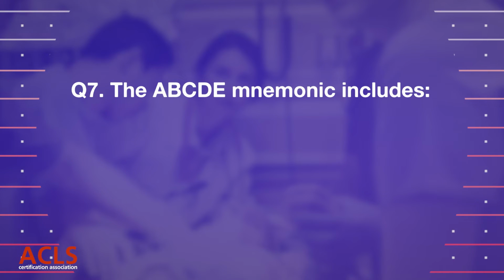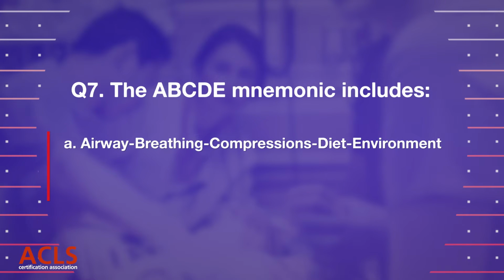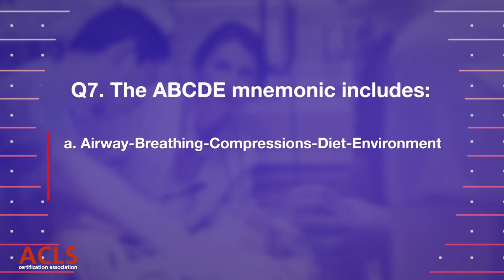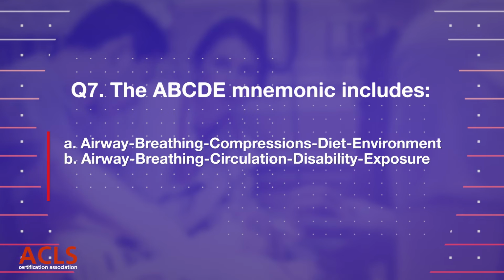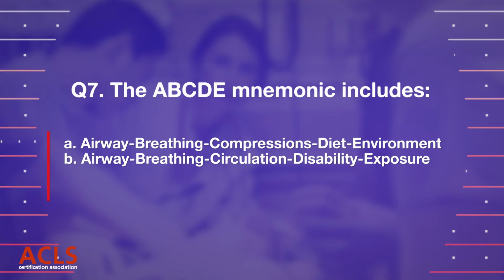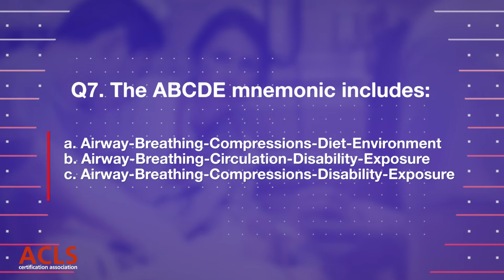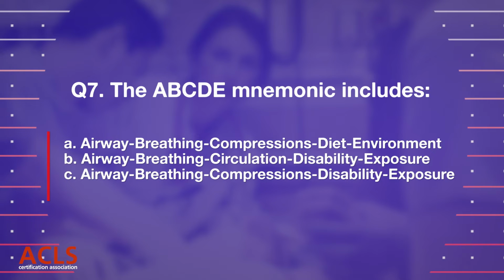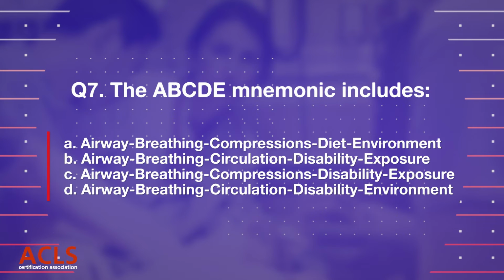7. The ABCDE mnemonic includes A. Airway, breathing, compressions, diet, environment. B. Airway, breathing, circulation, disability, exposure. C. Airway, breathing, compressions, disability, exposure. D. Airway, breathing, circulation, disability, environment.